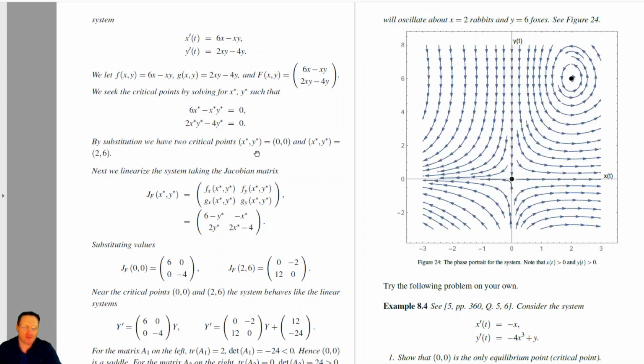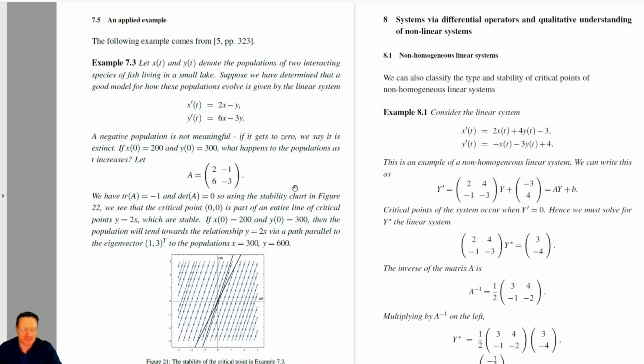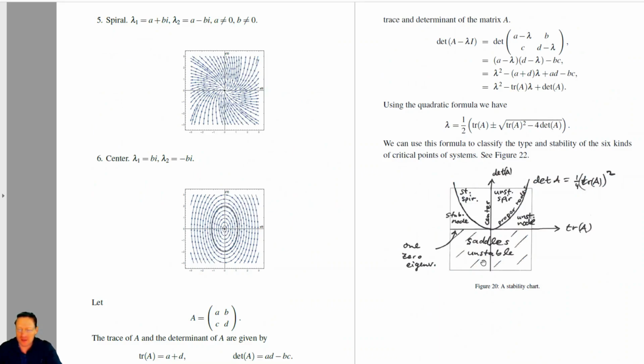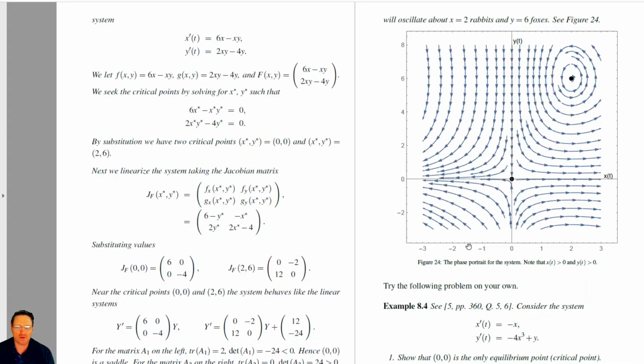Let's go back and have a look at chapter 7 here on the stability chart. Okay, we have a positive determinant, but it's on the determinant axis, right? Because the trace is 0. So those are centers there in the middle. So we've classified this as a center, so it's going to look like what we have here as our 6th classification, the centers.